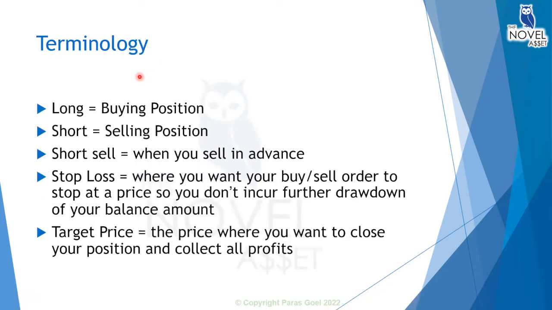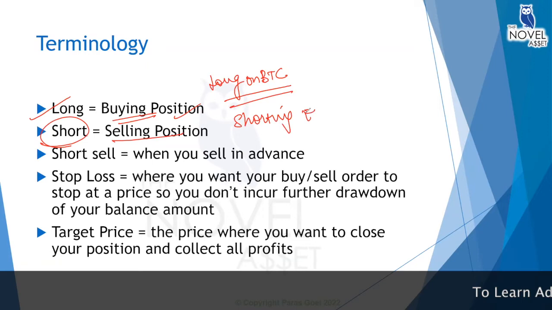Okay, so let's understand the small terminology of the price. Long means a buying position. Whenever I say I'm going long on BTC, that means I am buying BTC. It's very simple terms. When I'm long on BTC, I'm in a buying position. Similar is short. Short means a selling position. When I say I'm shorting Ethereum right now, that means I am selling it. Then there comes the short sell.